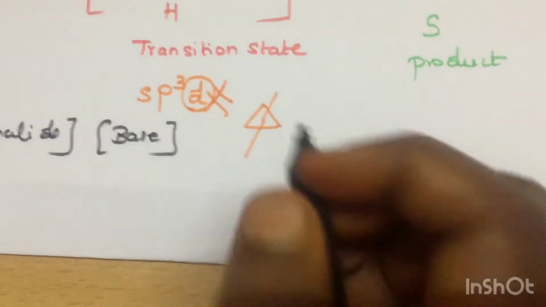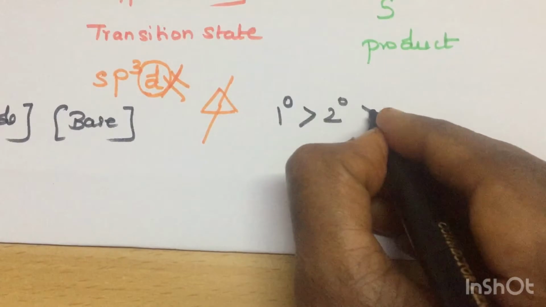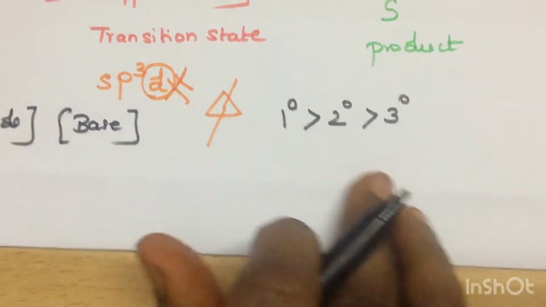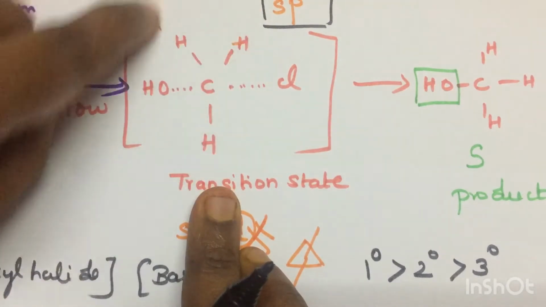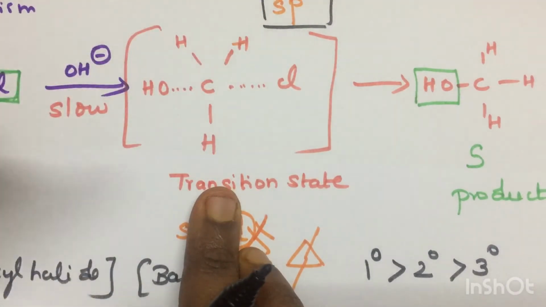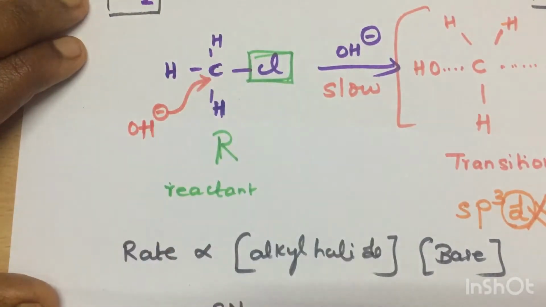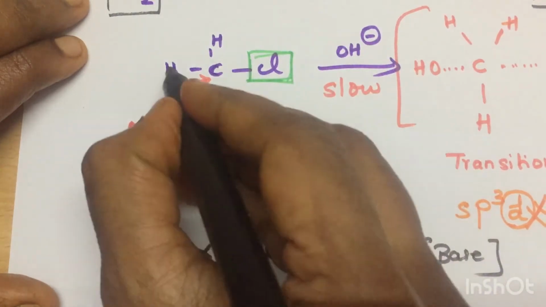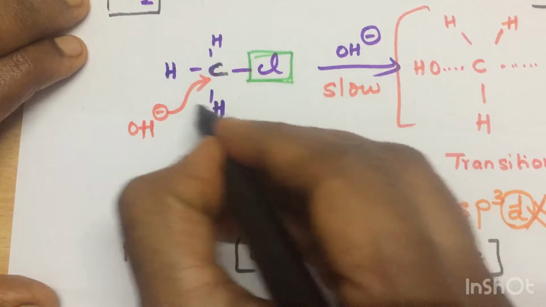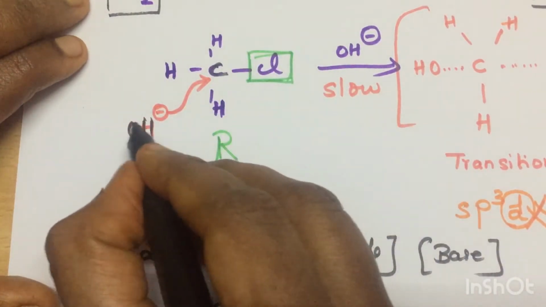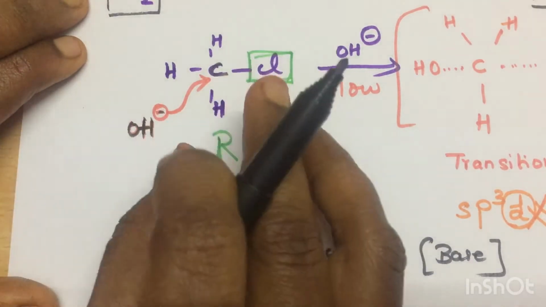So this mechanism is likely to take place in primary, then comes your secondary, and it will not take place in tertiary at all, because if it is tertiary, here CH3, if it is a tertiary carbon, there will be more overcrowdedness and the backside attack. The OH cannot reach the carbon here. Imagine if there is CH3, this carbon will be crowded, and the approach of the hydroxyl ion to this carbon cannot happen.